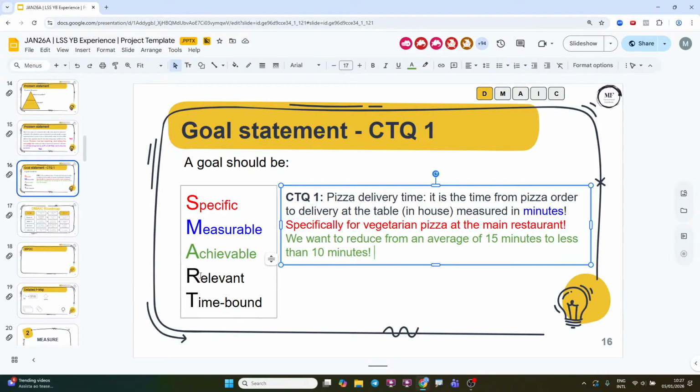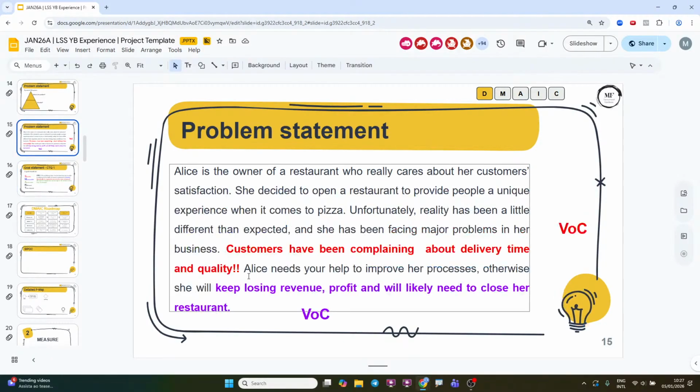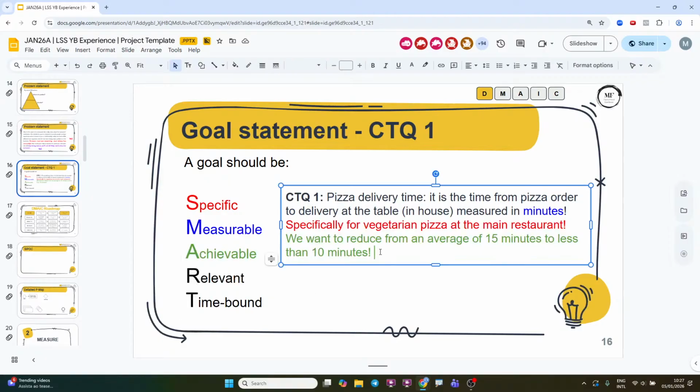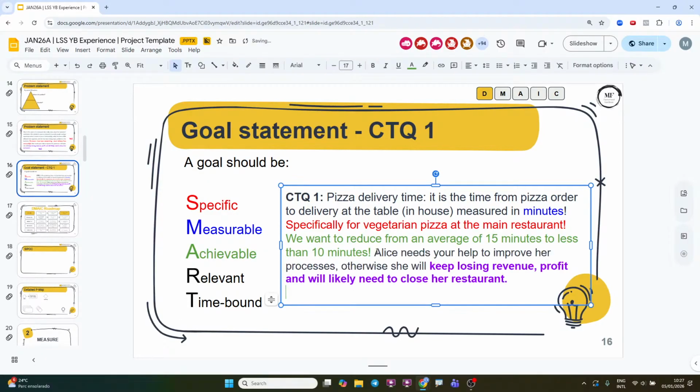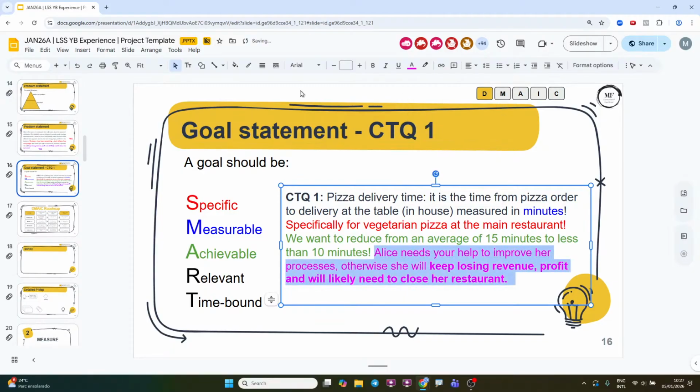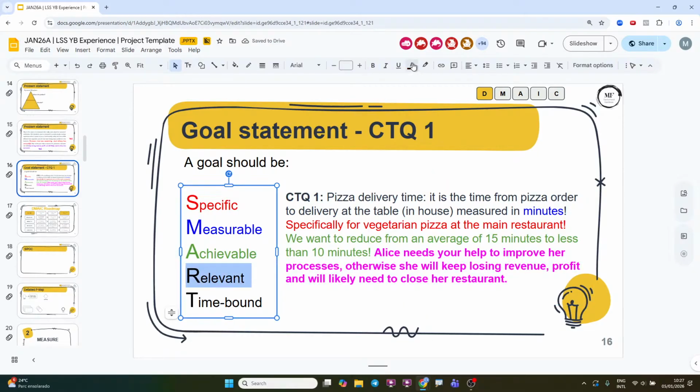Beautiful. It must be relevant and time-bound. So relevant. Relevant is pretty much VOB. I'm gonna copy this. Relevant. It has to do with VOB.